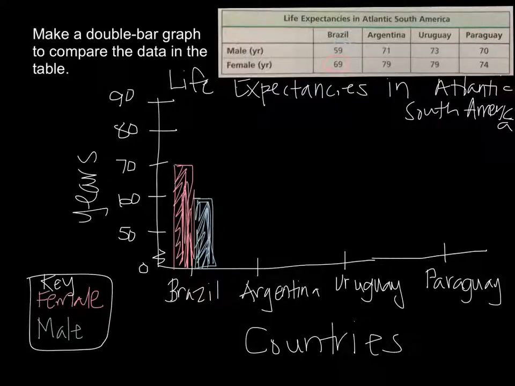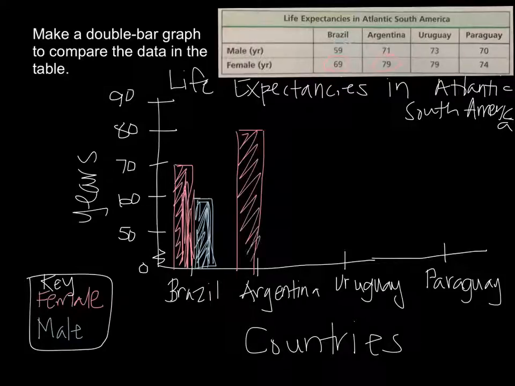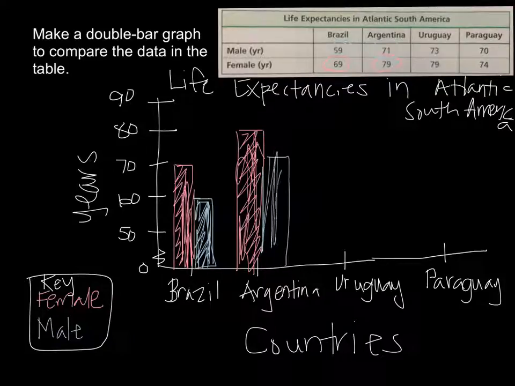Then, female Argentina is 79. Wow, just by living in another country, you're expected to live 10 years longer. So then I'd color that in. And the male is 71. Now those two are a little closer together than Brazil.